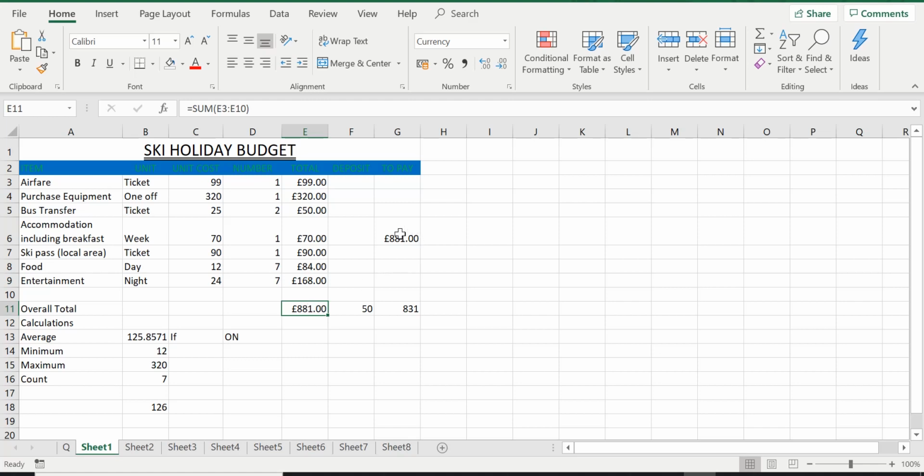Let's have a quick, I'm going to get rid of this. Don't need that. Don't want to mess my spreadsheet up, do I? No, I don't. Let's have a look at some of these other functions that we did.